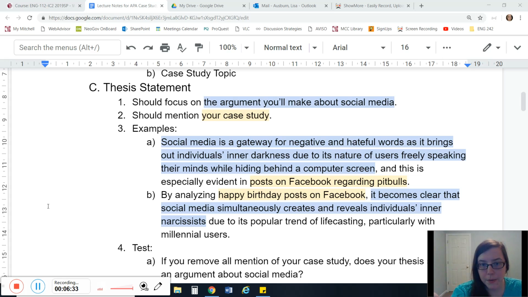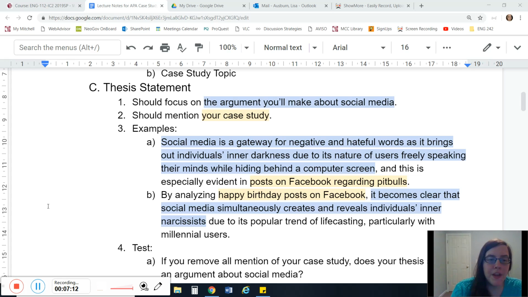So I have a couple of examples here. I've highlighted the argument in blue, and the case study in yellow. A says, social media is a gateway for negative and hateful words as it brings out individuals' inner darkness due to its nature of users freely speaking their minds while hiding behind a computer screen. And this is especially evident in posts on Facebook regarding pit bulls. So I could easily delete the second part of the sentence that comes after the phrase computer screen, and still have an argument.